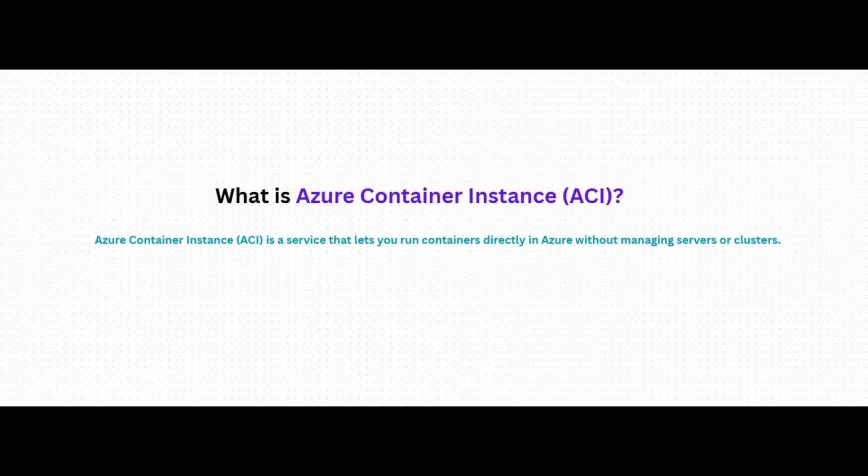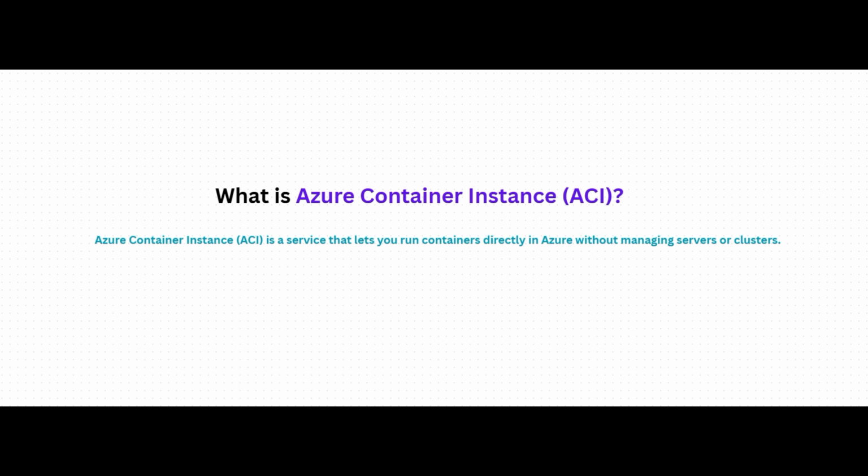So why use ACI? It's the fastest way to run a container in Azure without any infrastructure management. It's ideal for small apps, APIs, background jobs, demos, or POCs. For these types of use cases, ACI is widely preferred.